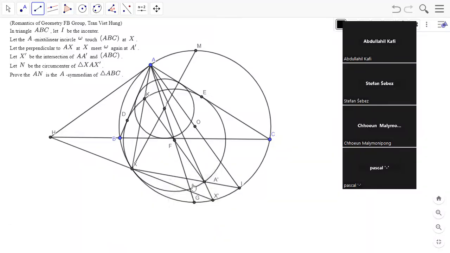So okay, you're just saying to show that these are concurrent. Okay, so like you said, you're projecting these three points through A. So X, G, X prime, L is harmonic, right? Yeah.